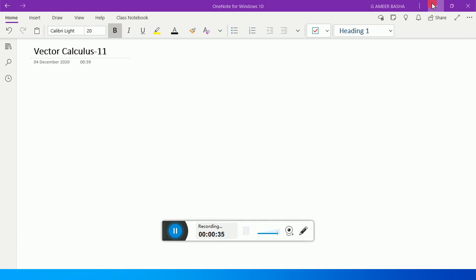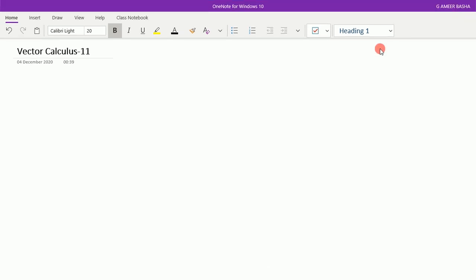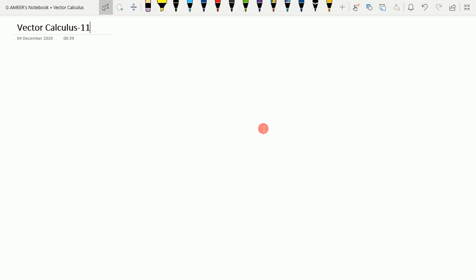Let us see what the line integral is, how we define it, and we'll take some examples to understand clearly. So, line integrals.